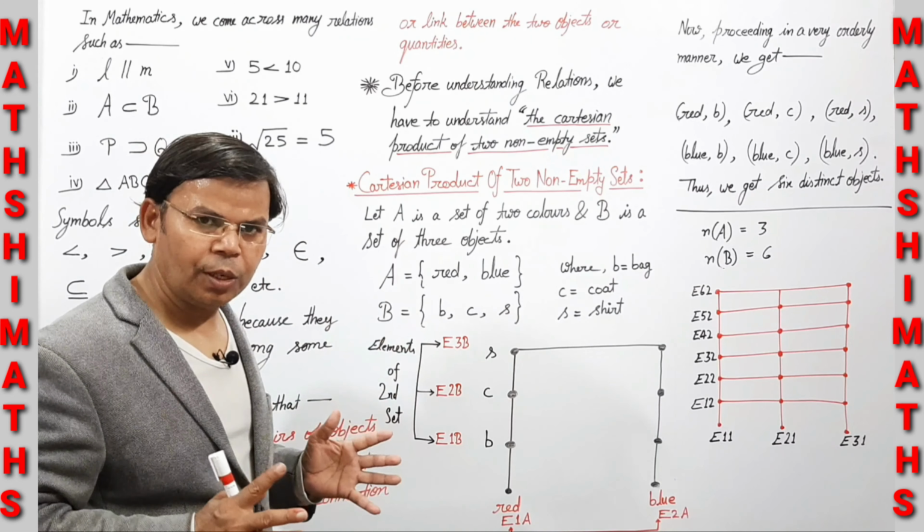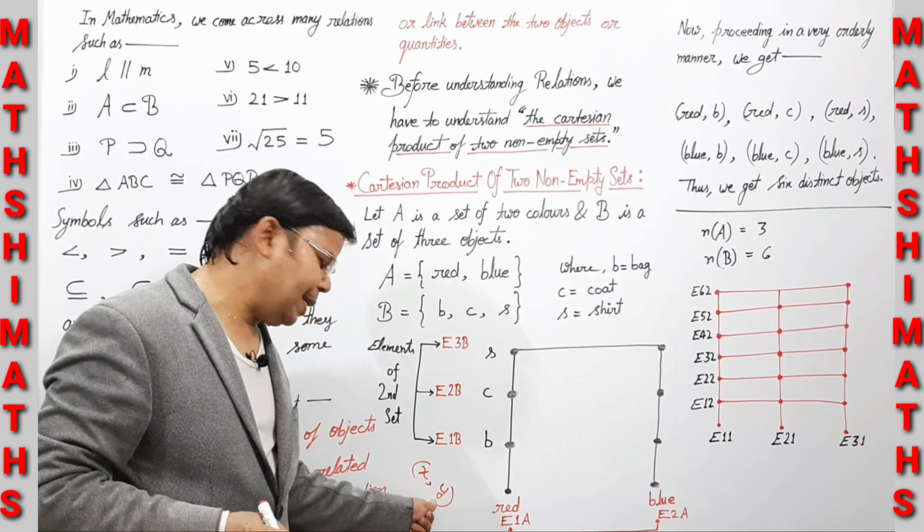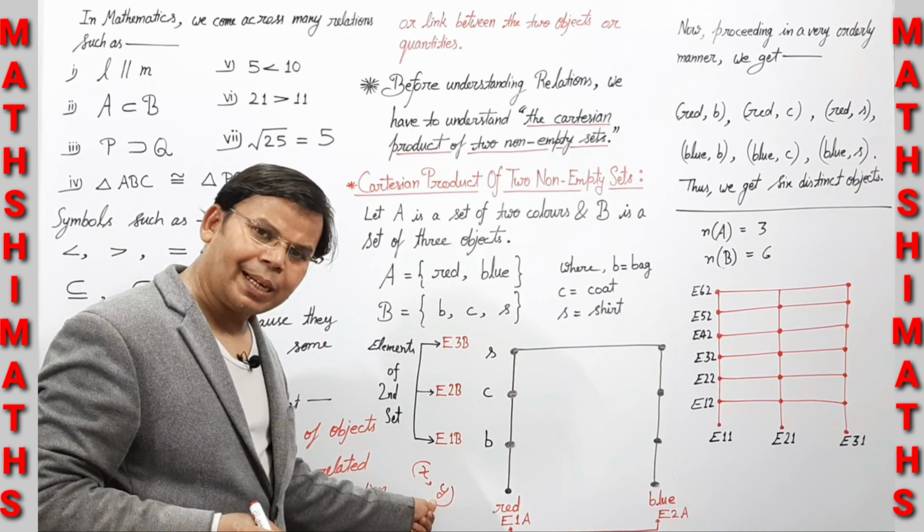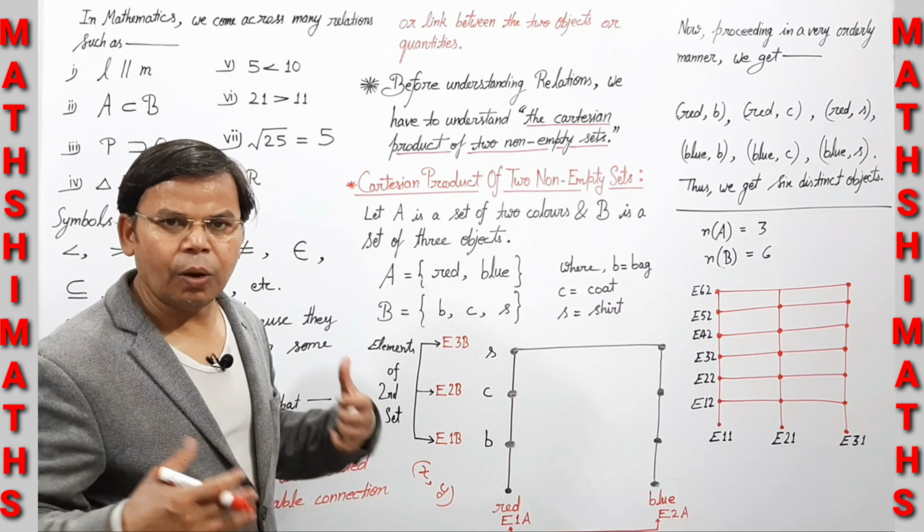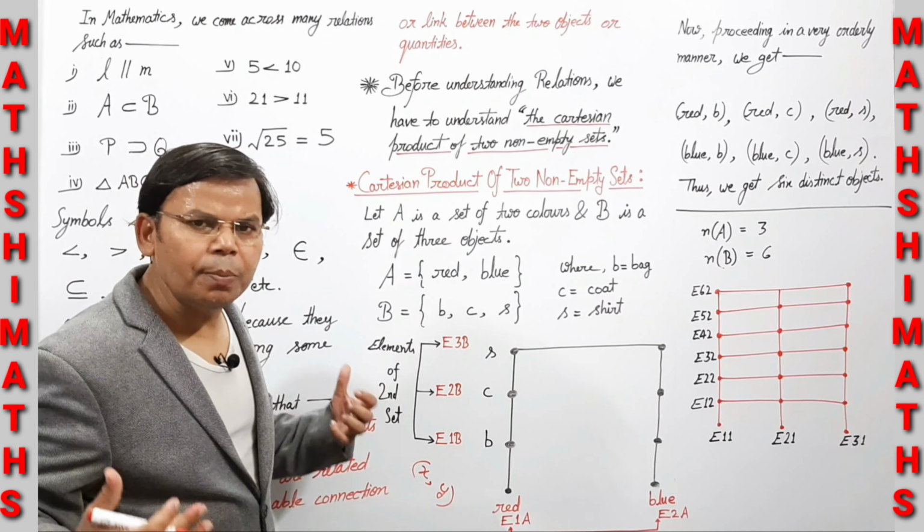When we write a pair in an orderly manner, first we write X and then we write Y, where X is an element of first set and Y is an element of second set. But these elements of first set and second set are in a very orderly manner. Now try to understand the method of getting pairs perfectly.